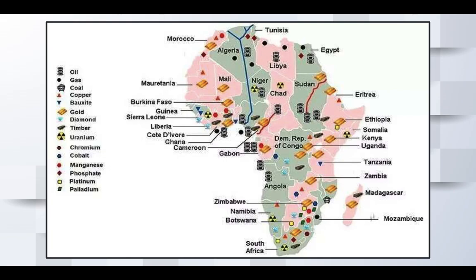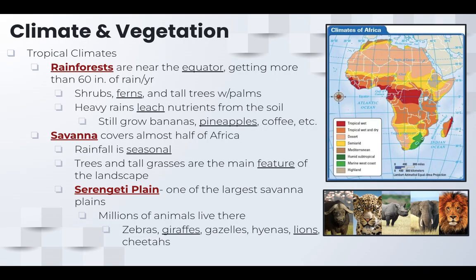So, okay, climate and vegetation. The tropical climate, so the rainforests are mostly near the equator. You can see that on this map here in this band of red. So there's a lot of jungles in this area. They get more than 60 inches of rain a year. In those areas, you see shrubs, ferns, very tall trees, the palms. They create a canopy, just like we talked about with the Amazon. There's a canopy over it, and then they get heavy rains.